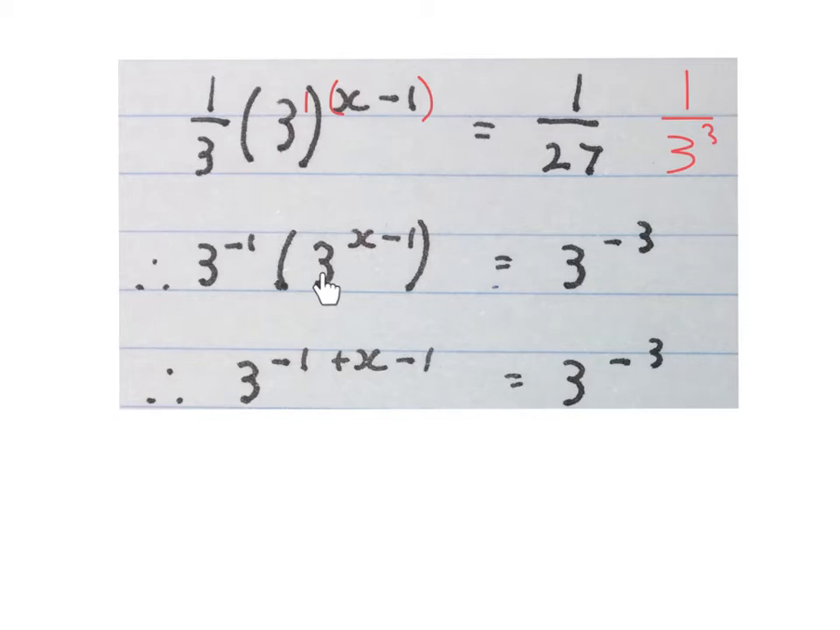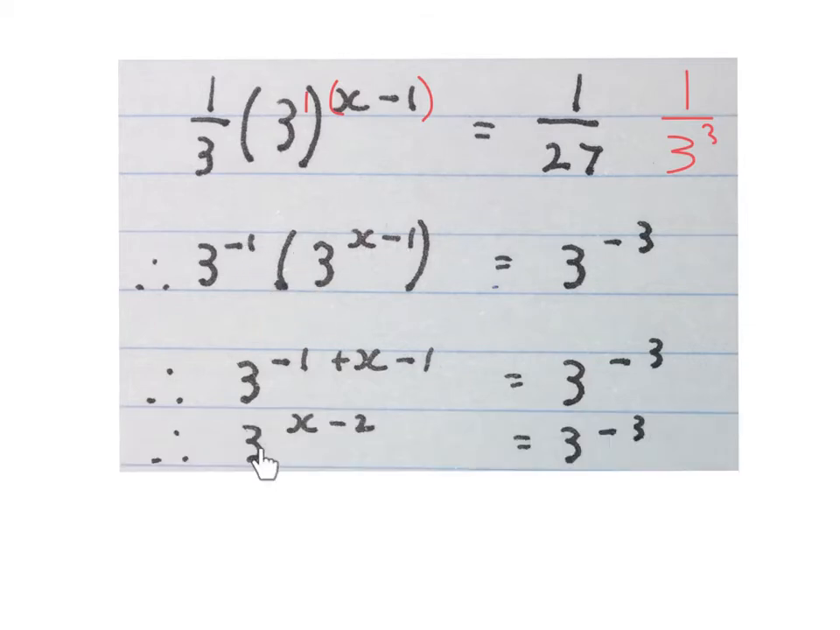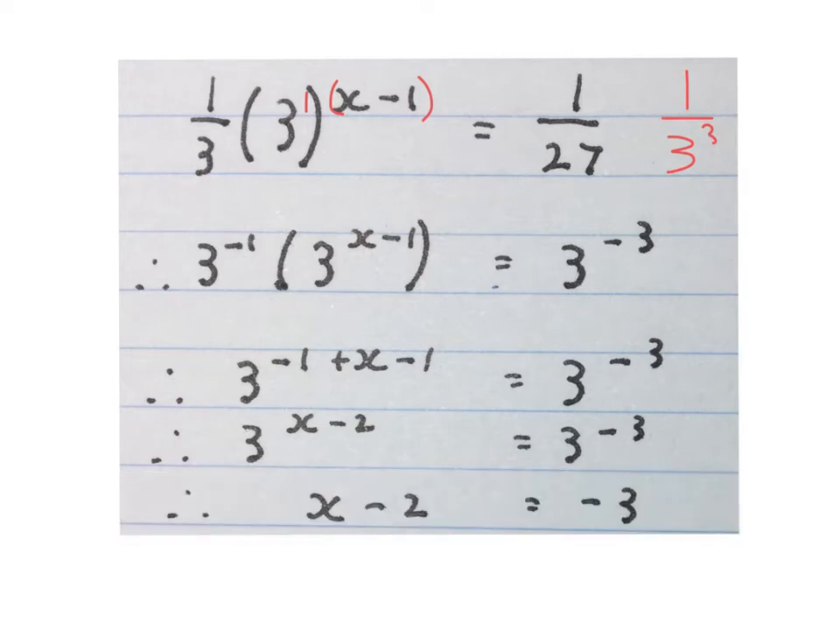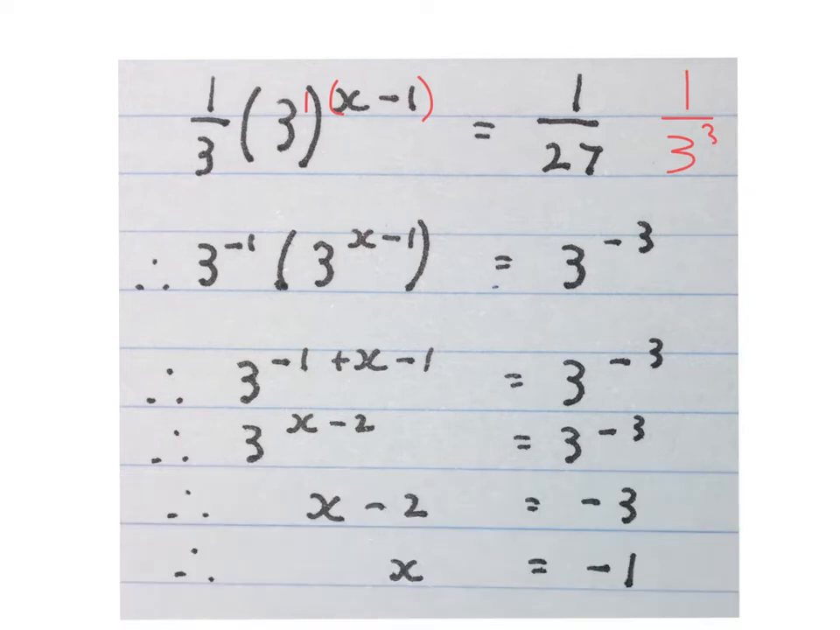Because these two bases are the same and I'm multiplying, I add the exponents. So we get 3 to the power of x minus 2 equals 3 to the power of minus 3. Because the bases are the same, we can drop the bases. x minus 2 equals minus 3. Plus 2 on both sides, so x equals minus 1. Please stop the video and get your head around this one.